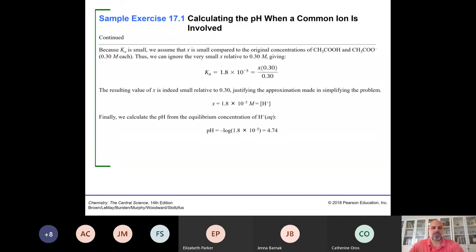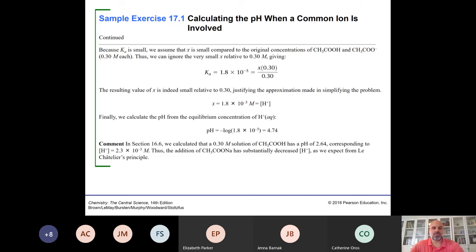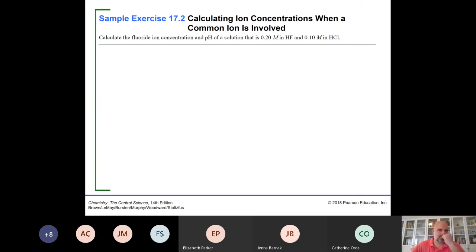All right. Let's continue onwards. So next one, example exercise 17.2, calculating ion concentrations when a common ion is involved. This question is going to ask us to calculate the fluoride ion concentration and pH of a solution that is 0.20 molar in HF and 0.10 molar in hydrochloric acid.